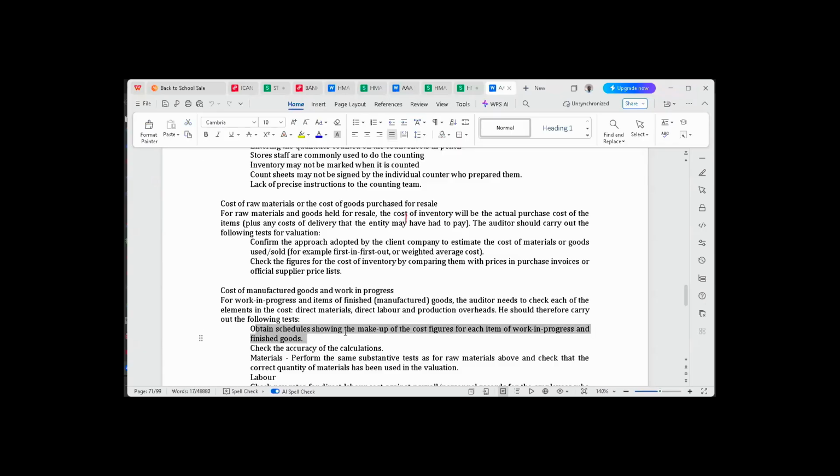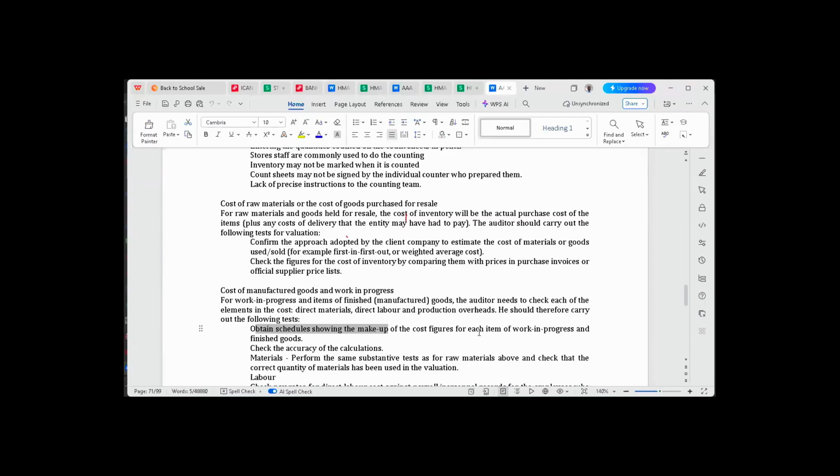Number one, it needs to obtain schedules showing the makeup of the cost value of each item of work in progress and finished goods. You need to be able to obtain what? The schedule showing the what? The makeup of the cost figures. How did you arrive at the costing of those items? You need to request the schedules showing the makeup of the costing figures for each of the work in progress and finished goods.